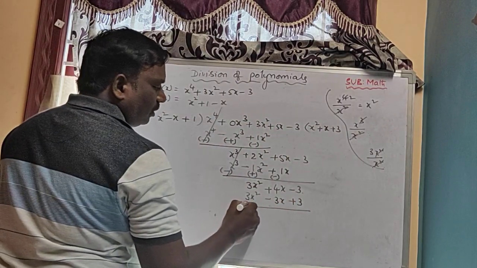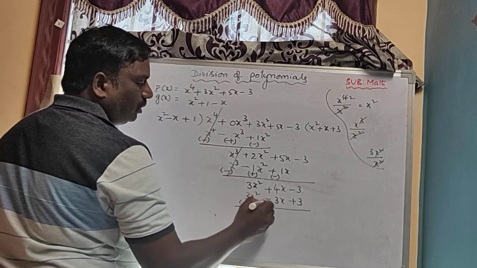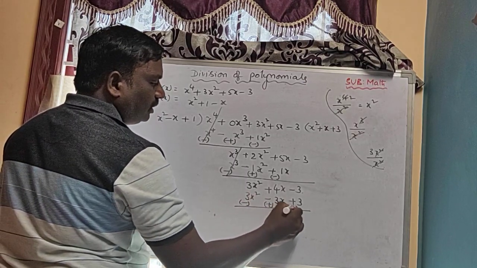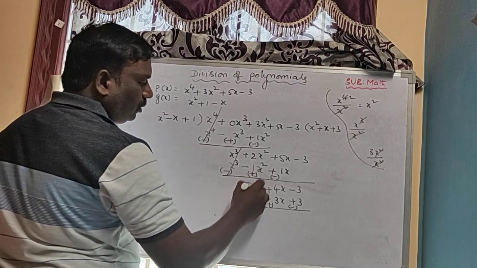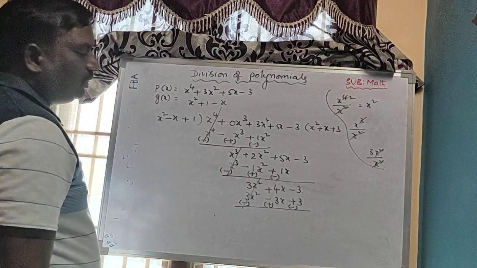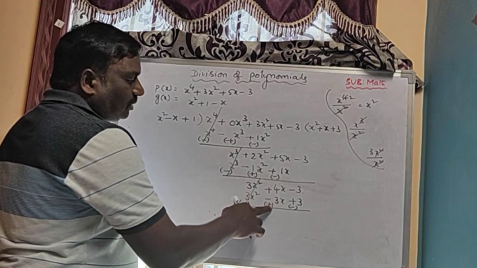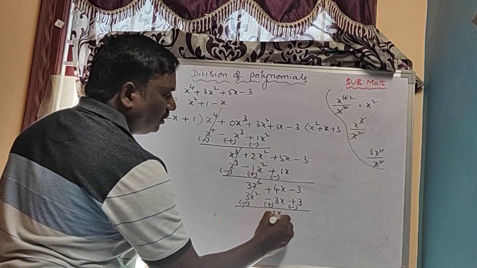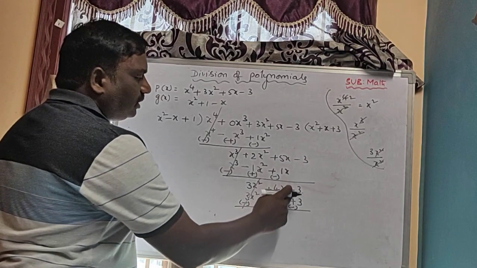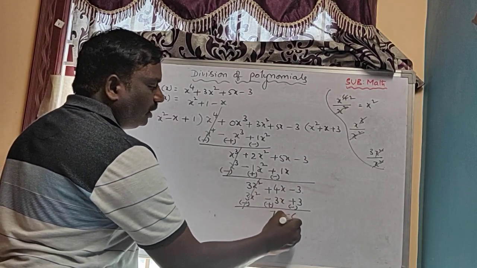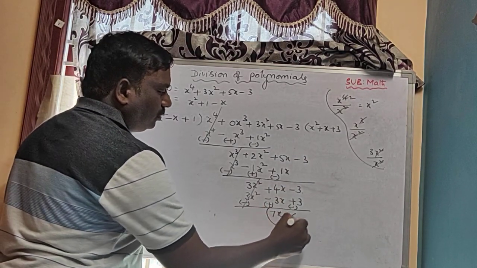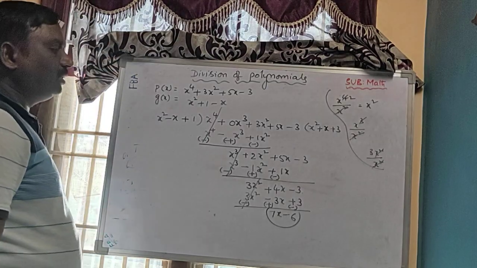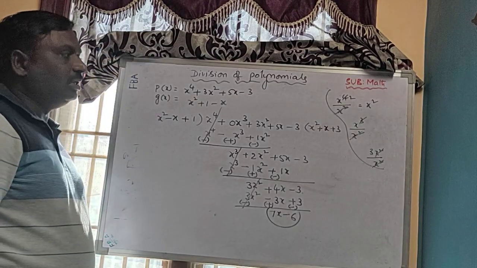So now subtraction, symbols change, plus becomes minus, minus becomes plus. So now plus 3x square minus 3x square will cancel. 4x plus 3x is 7x. And minus 3 minus 3, that is minus 6. So 7x minus 6.